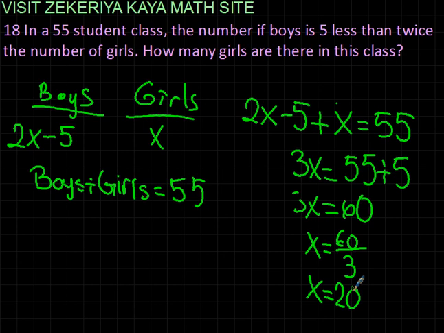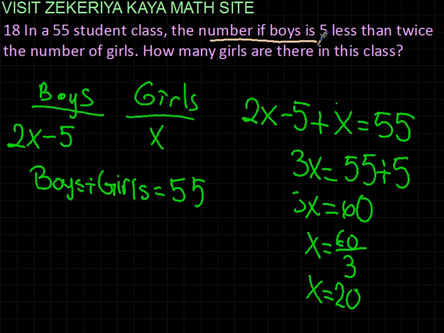So we must find how many girls there are in this class. Yes, we found how many girls. So x shows us the number of girls. What is the number of boys? 2x minus 5. 2 times 20, 40, minus 5, 35. There are 35 boys in this class. So to name that, this sentence is important.